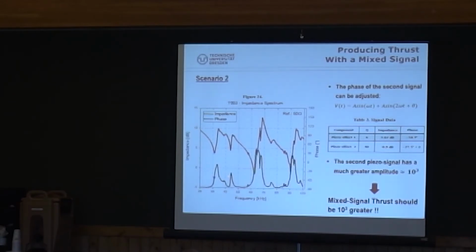Furthermore, you can also change the phase by applying an additional phase to the second signal. So you can actually make it so that the second signal also has the phase that you're expecting for getting a higher thrust. But as I've shown with my previous graph, the effect of the phase relationship is minimal.